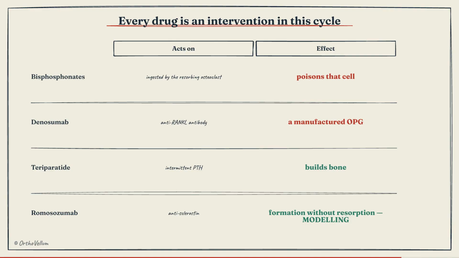Teriparatide exploits the paradox that intermittent parathyroid hormone builds bone, whereas continuous exposure destroys it. And romosozumab blocks sclerostin, releasing the brake the osteocyte was holding, and drives formation on quiescent surfaces without waiting for resorption to happen first. Look at that last one again. Formation without preceding resorption on a separate surface is not remodeling. That is modeling, the distinction we drew at the very start.